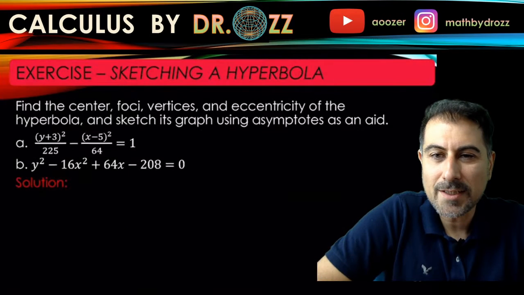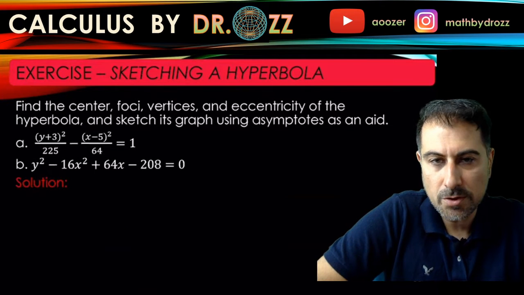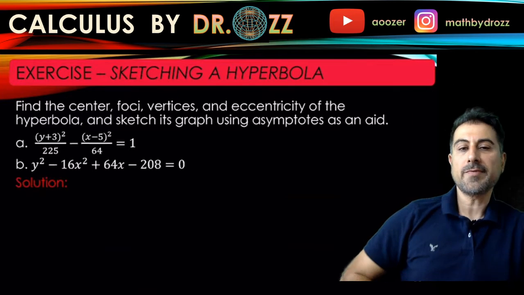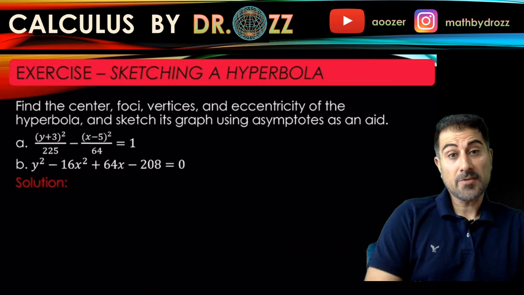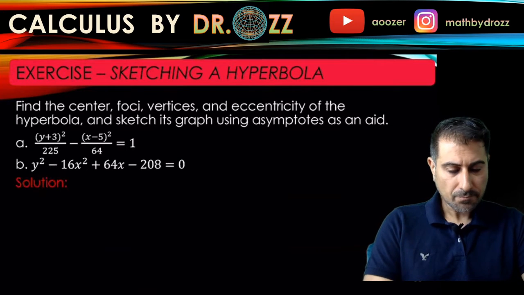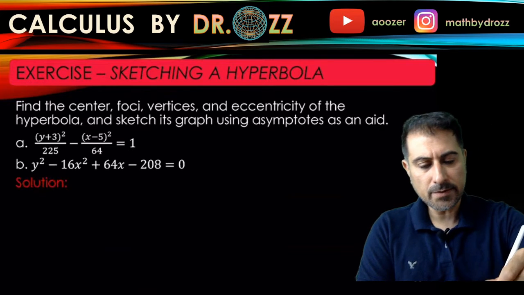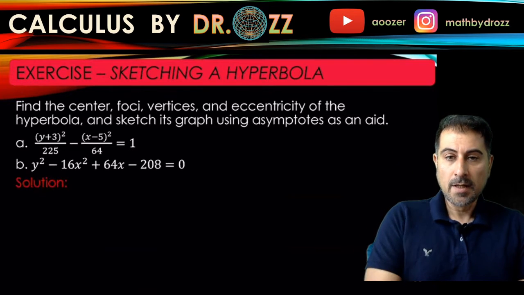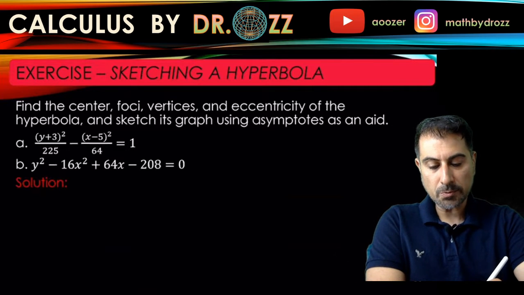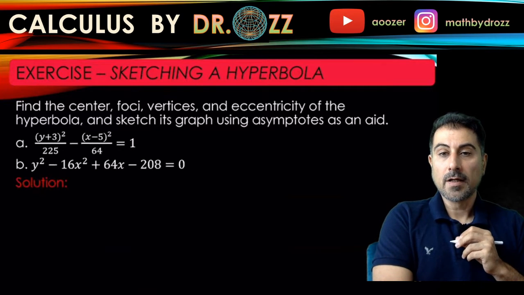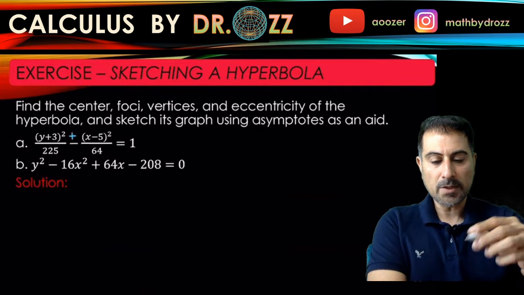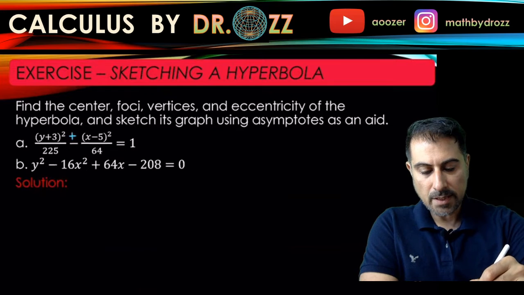All right, let's start with part A. We're given the equation of a hyperbola: (y + 3) squared over 225 minus (x - 5) squared over 64 equals 1. Well, one quick observation is that this equation is very similar to an equation of an ellipse. If I switch this back to a plus sign, obviously that's the major difference between ellipses and hyperbolas, okay? So that's only the sign difference.